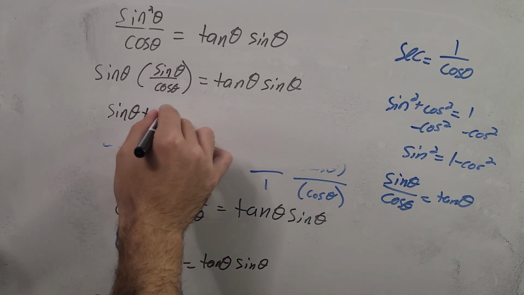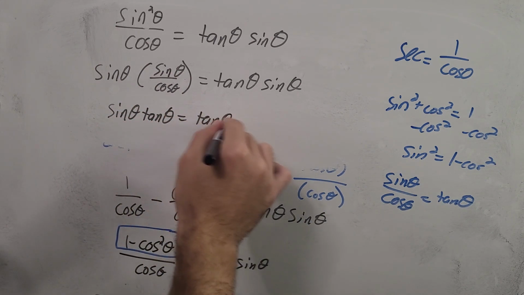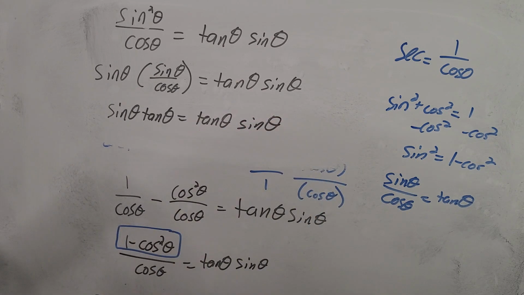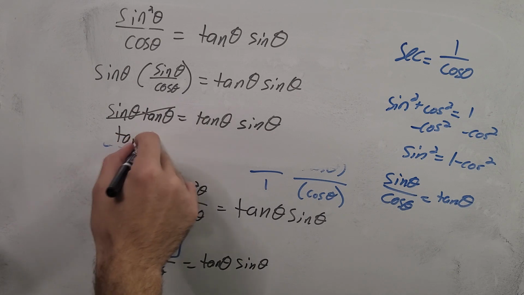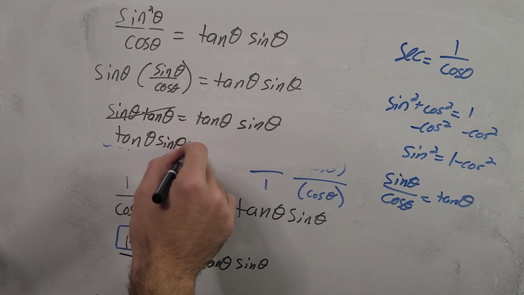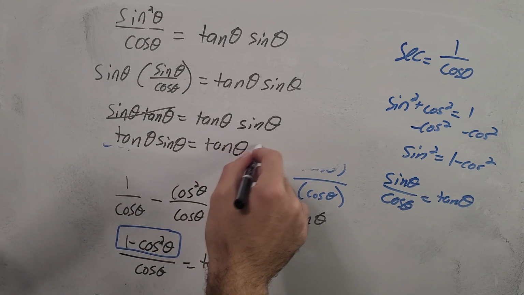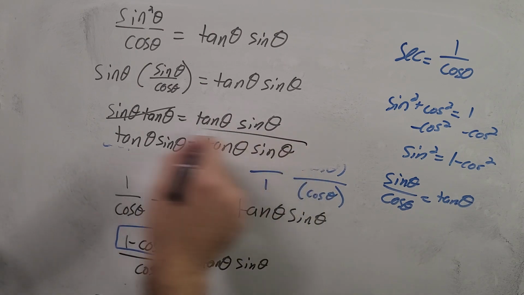Sine theta tangent theta equals tangent theta sine theta. The order doesn't matter. You can use the commutative property to just swap them around. So basically that left-hand side, you can just rewrite that as tangent theta sine theta. And just like that, we have a perfectly matching left and right-hand side.